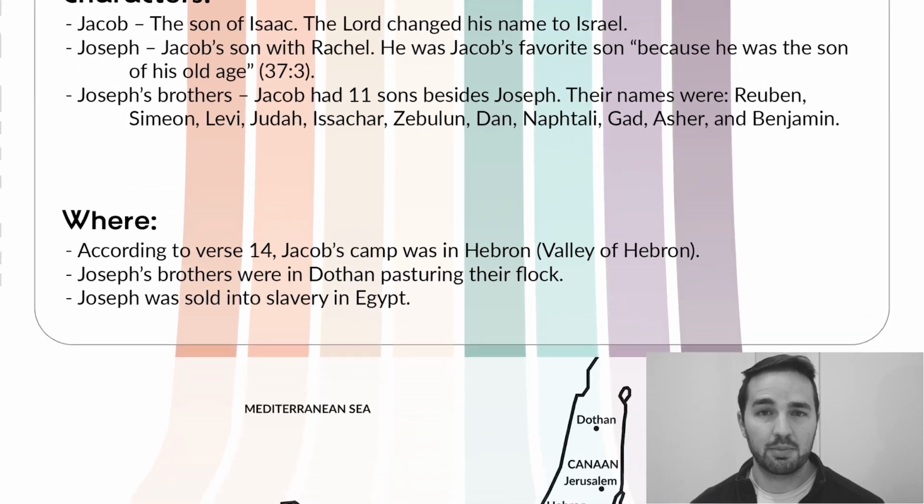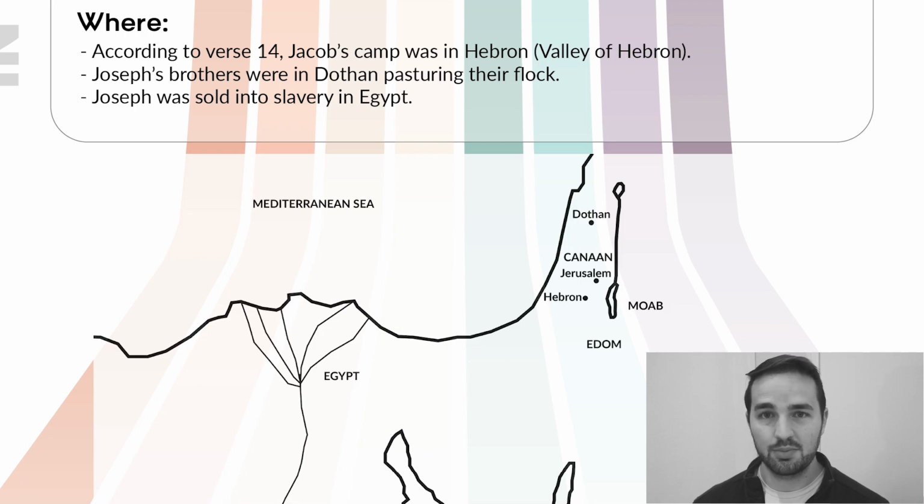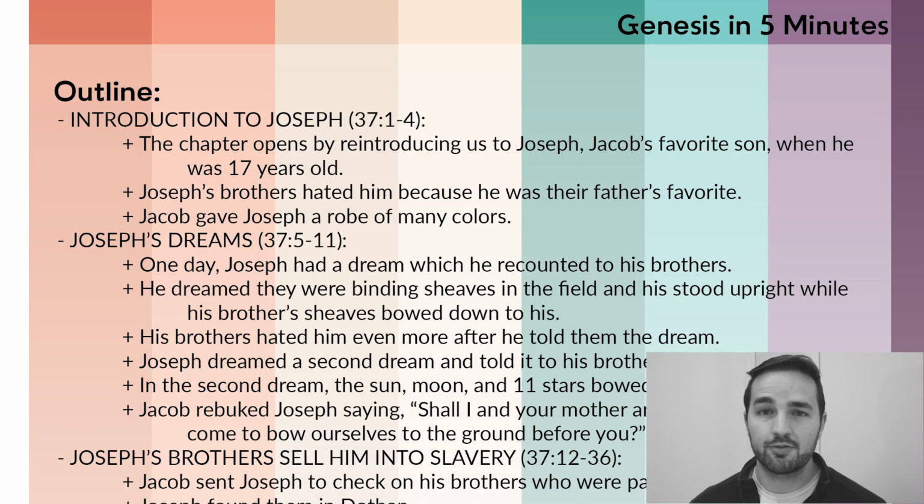So now let's consult the map and think about our where. Jacob's camp was in Hebron, or the valley of Hebron. Jacob's sons were pasturing his flock in a place called Dothan. And at the end of the chapter, Joseph's brothers are going to sell him into slavery in Egypt, which was southwest of Canaan.